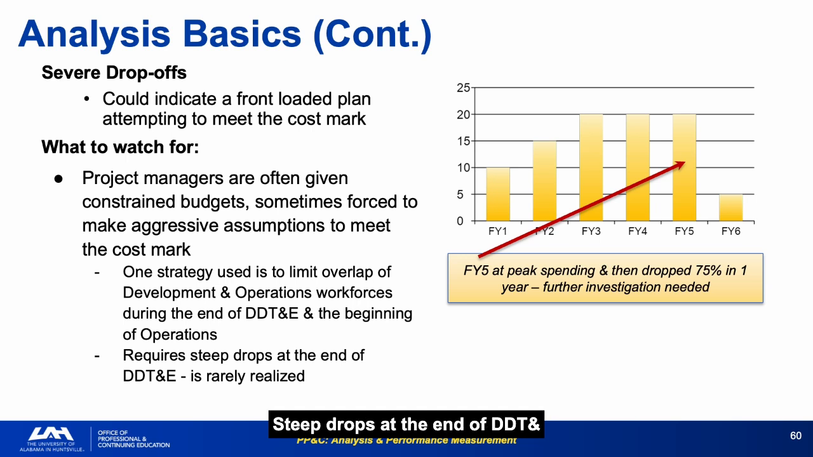Steep drops at the end of DD&E are almost never achieved in practice because test anomalies, rework, and integration challenges almost always extend the development workforce longer than planned. When you see a severe drop-off, ask how the program plans to execute the transition. The answer will usually reveal either a credible plan or wishful thinking.